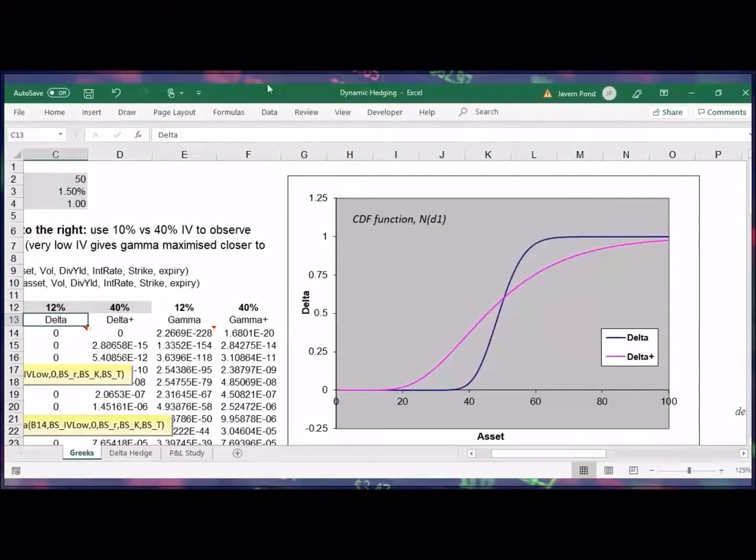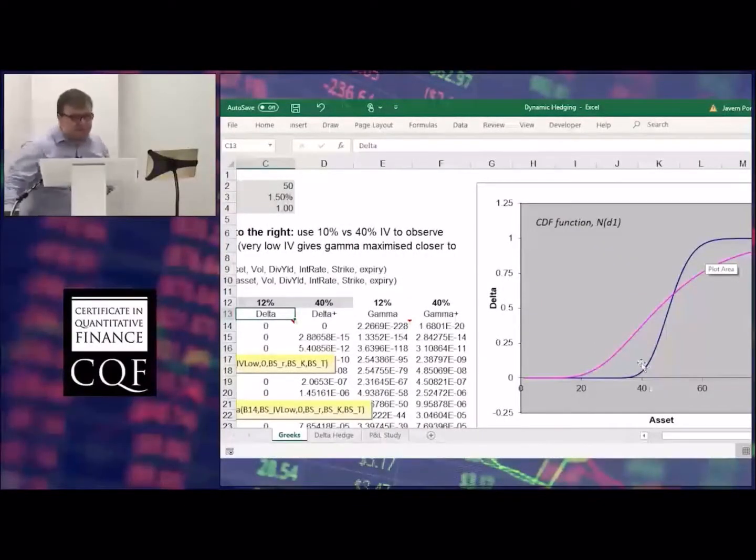Look, if the volatility is 12%, it's actually extremely difficult to hedge because we're very sensitive here. It changes really fast. So here you have to hold 100 shares. Here you have to hold 0 shares. So you have to go from 100 to 0 over a very short price range. So it's actually difficult to do the hedging in the low vol environment.